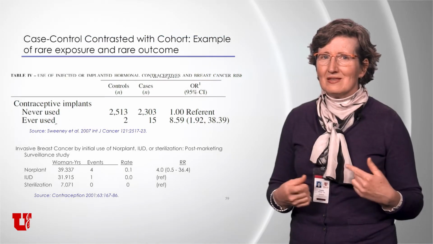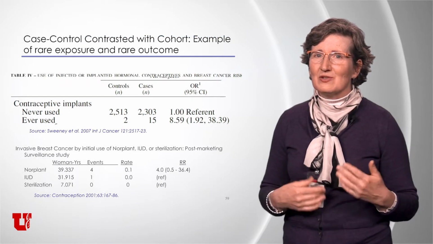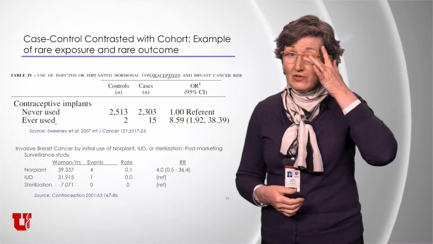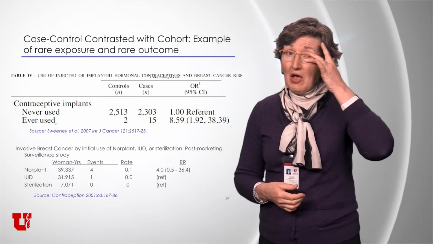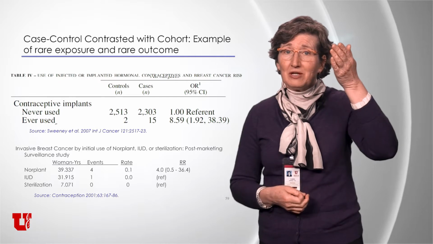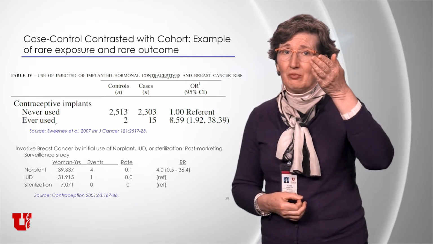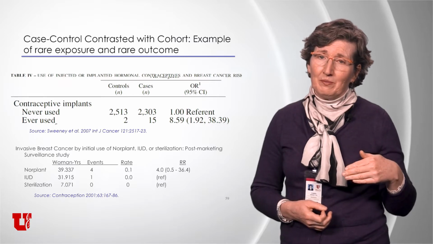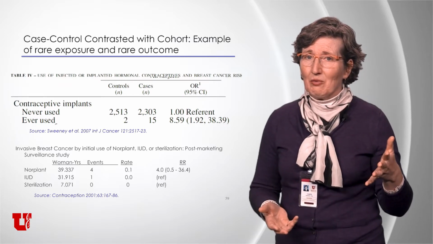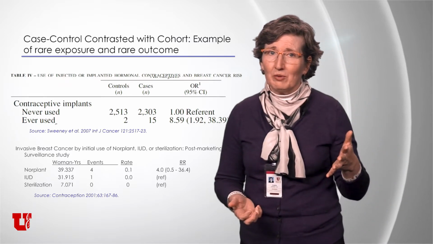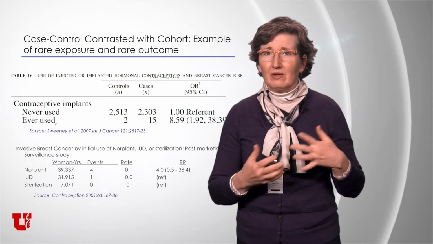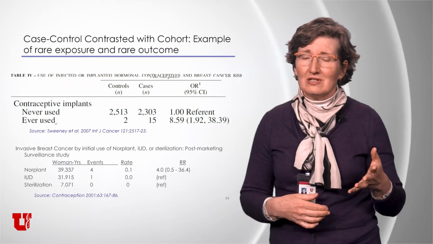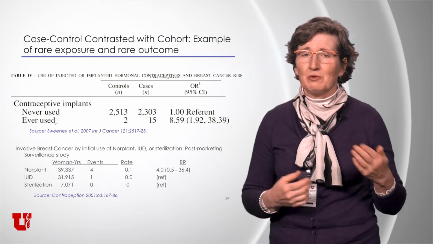So trying to study the same question, whether breast cancer incidence was related to this type of use of this hormonal contraceptive, the first study, the case control study, was limited by the rarity of the exposure. The cohort study was limited by the rarity of the outcome. So that's just a real-life example that I've come across in my career, that the 2 different study designs have different advantages and different disadvantages for rare exposures or rare outcomes.